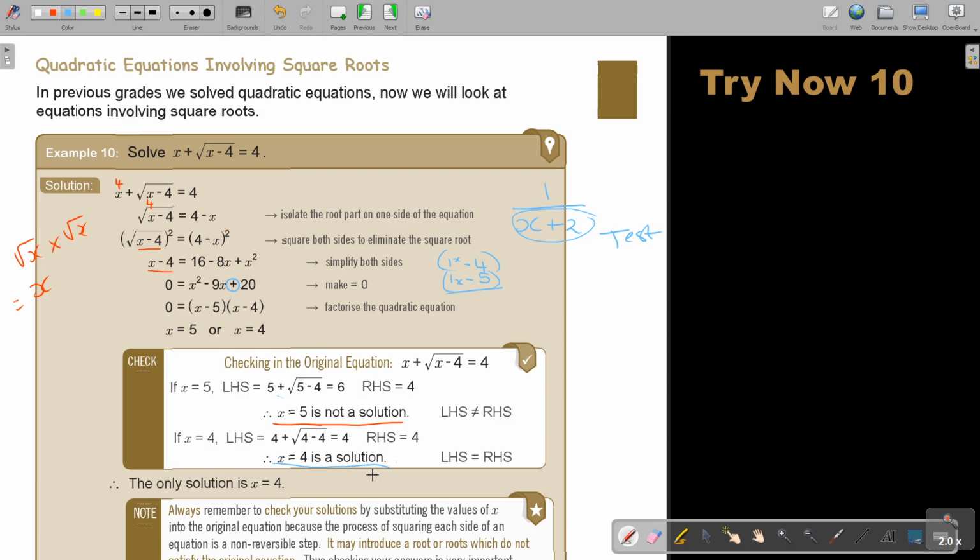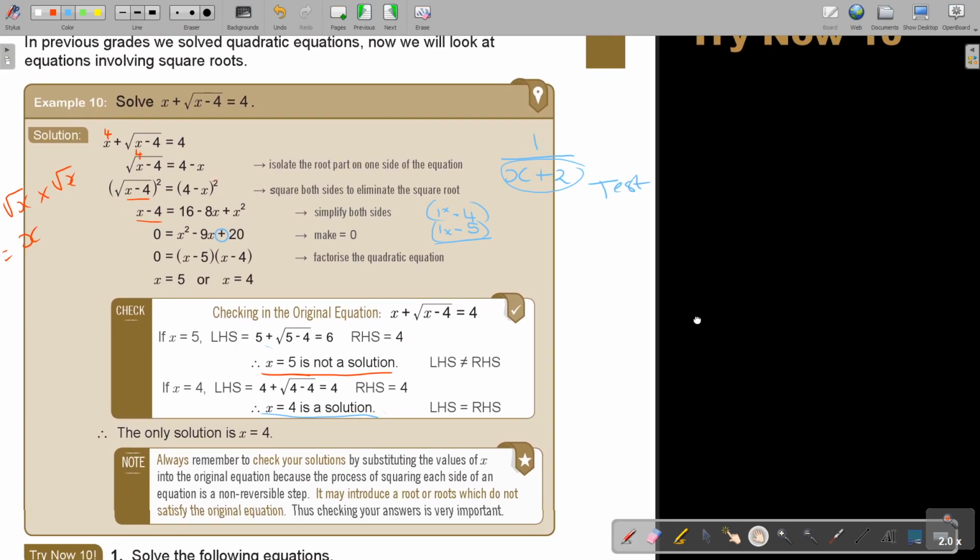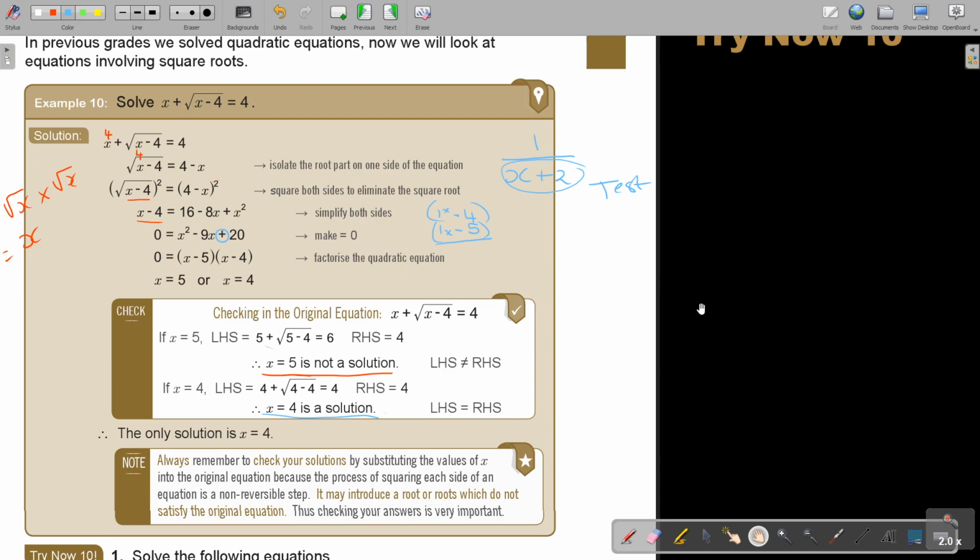It is a solution. So it's always good to end with, therefore the only solution is x equals 4. Now I always write these notes, and it's very important for me that it helps you to think a little bit wider. Always remember to check your solutions by substituting the x values into the original equation, because the process of squaring each side of an equation is a non-reversible step. It may introduce a root or roots which do not satisfy the original equation. Thus, checking your answers is very important.